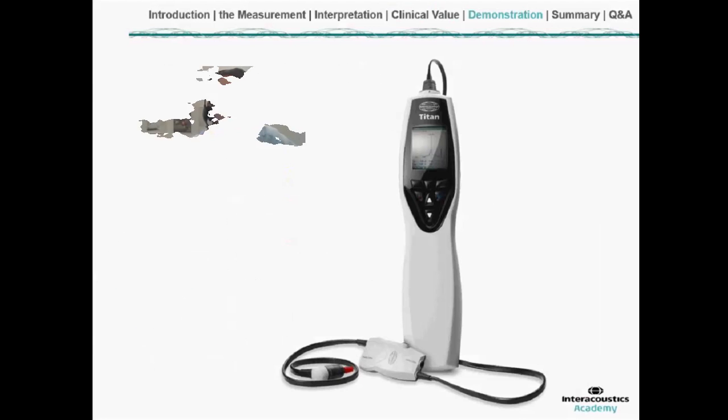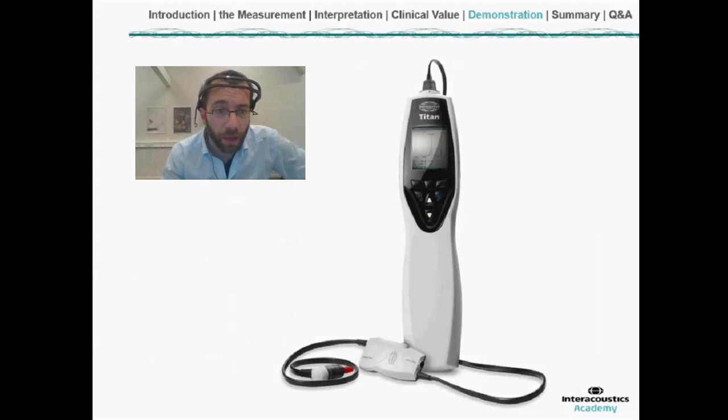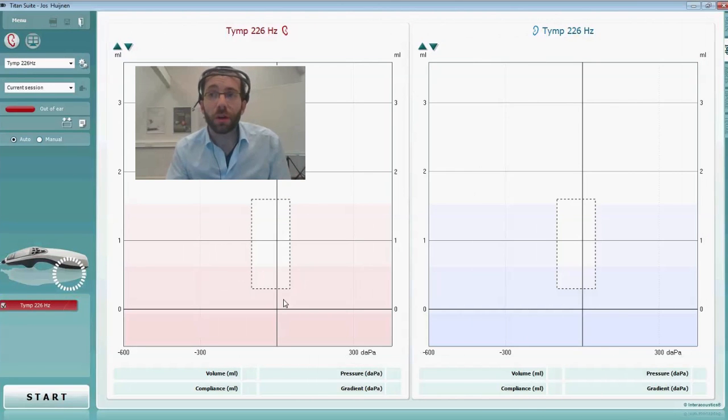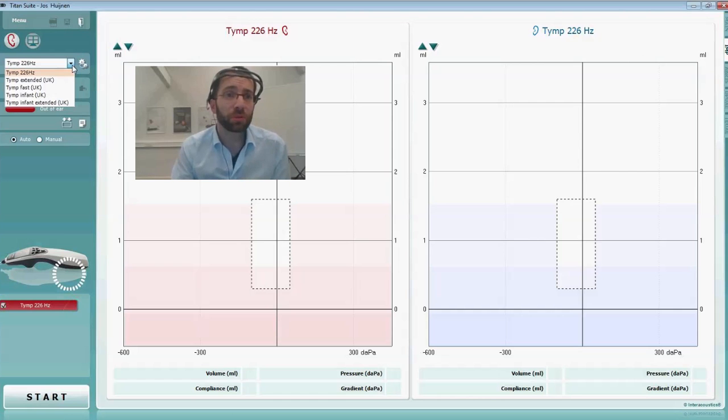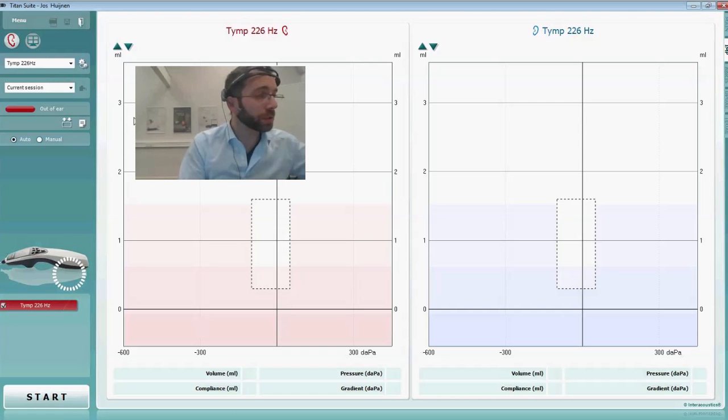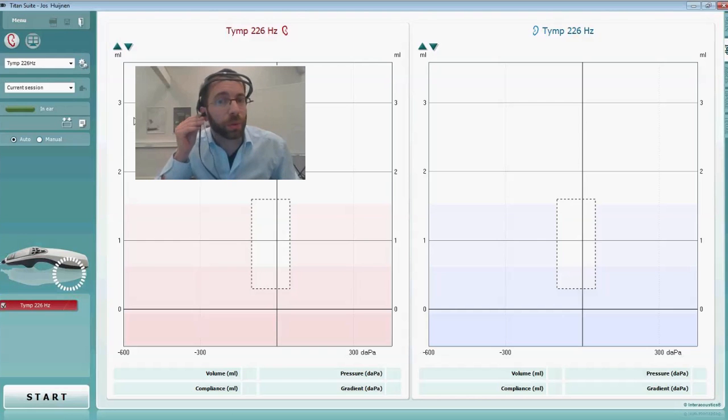For me it's time to do a small demonstration with Titan. I'll try to switch over to the software. I've started the Titan suite. Of course I made sure that the Tympanometry module is selected. So now I move to the left to where the protocols are. I've only made Tympanogram protocols visible. I start with the most standard tympanogram, which is the 226 Hz probe tone. And I'll put the probe in my right ear. It should be properly inserted now, so I'll start the measurement.